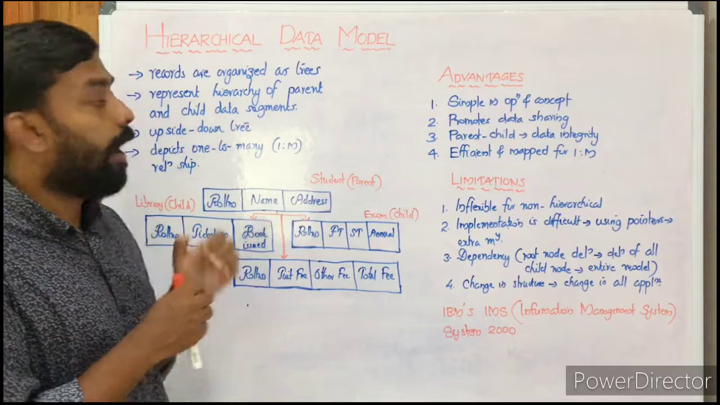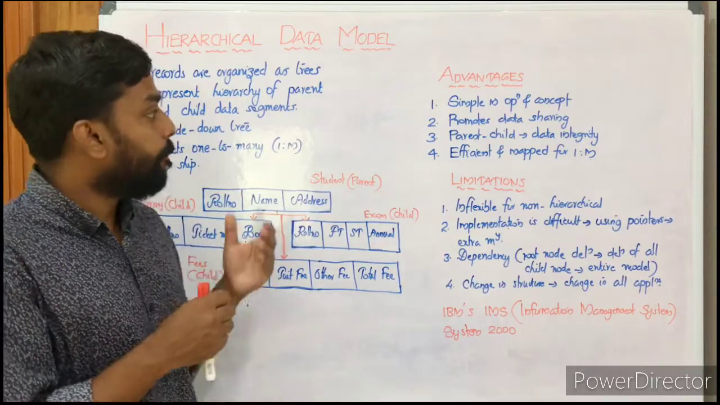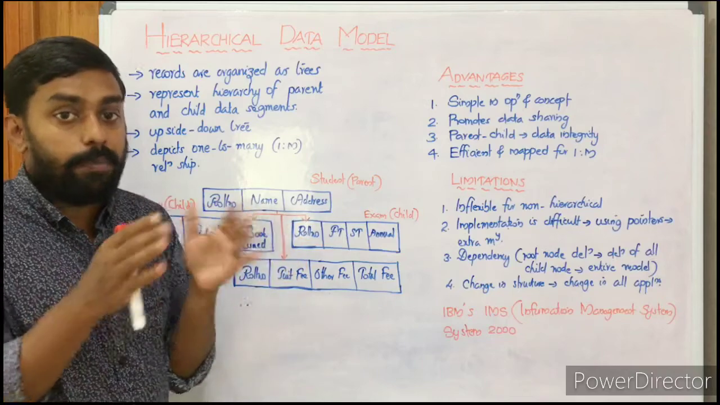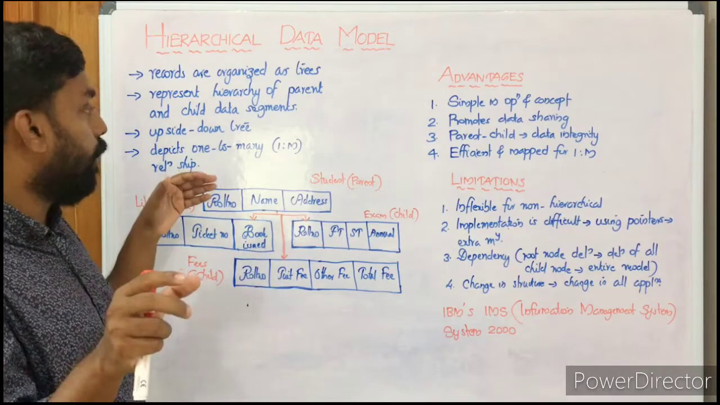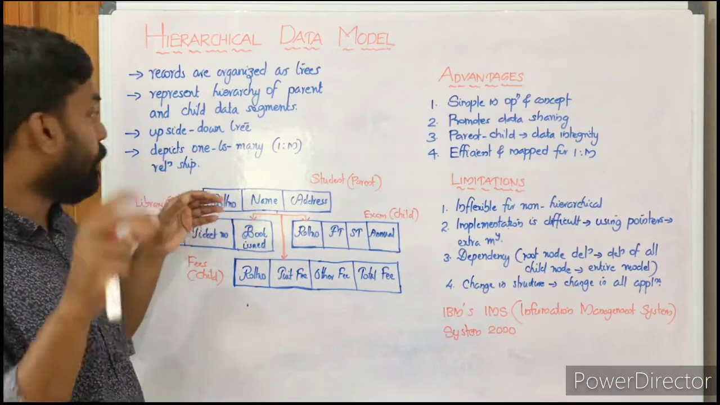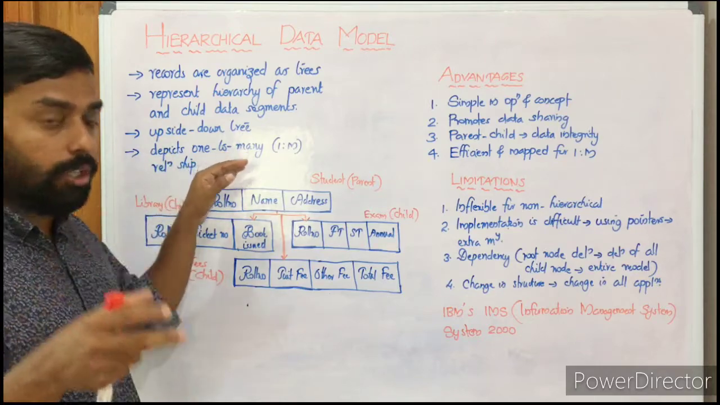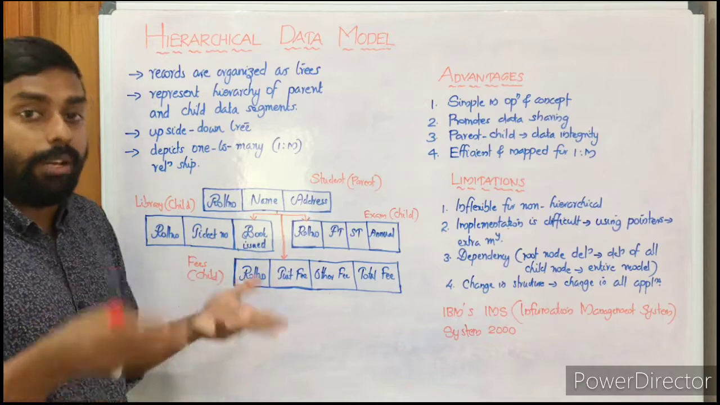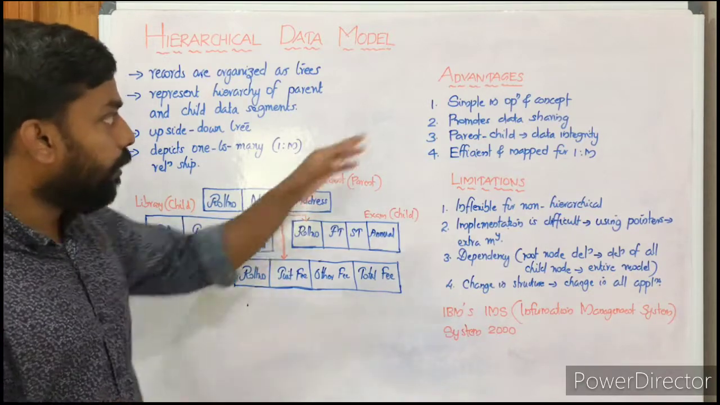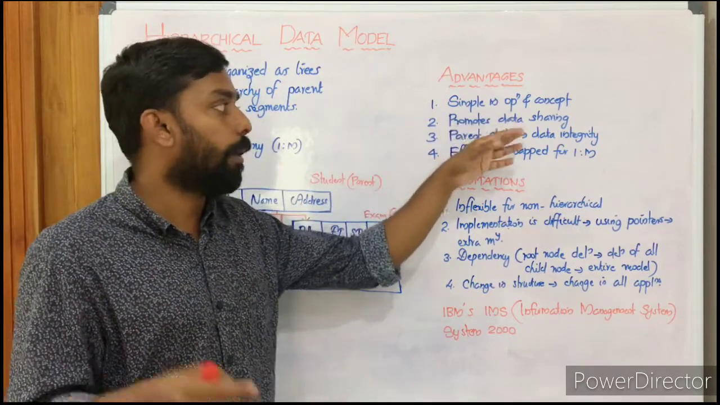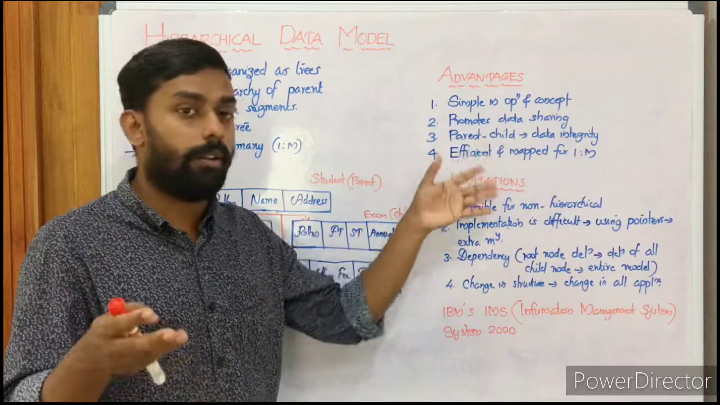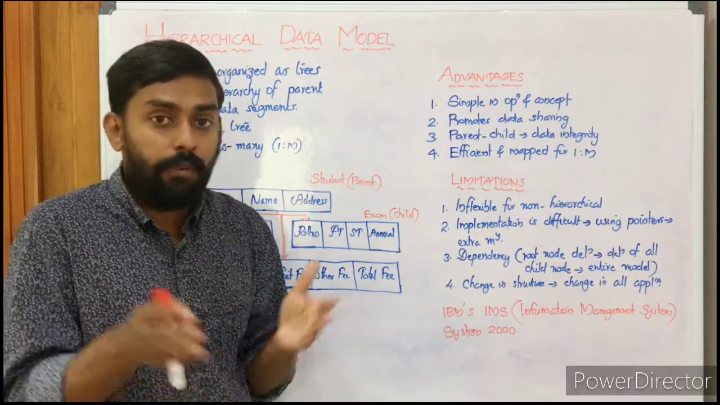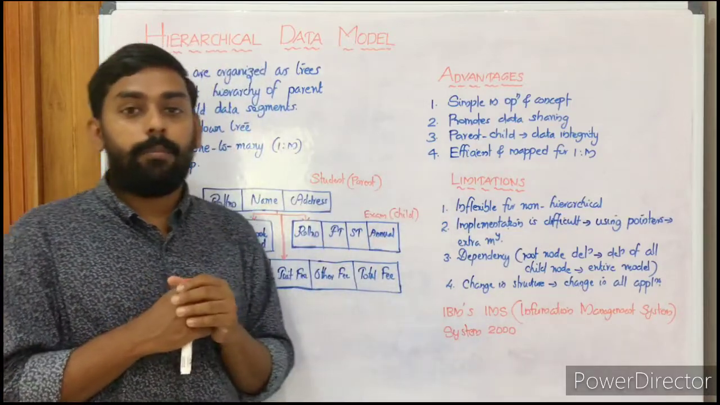So this is all about the hierarchical data model, which is arranged like a tree structure, an upside-down tree, with parent and children. Then the one-to-many relationship: one stands for the parent and many for the children. We have seen the example. The advantages: simple in operation and concept, promotes data sharing, parent-child data integrity, efficient mapping for one-to-many, and also some drawbacks.